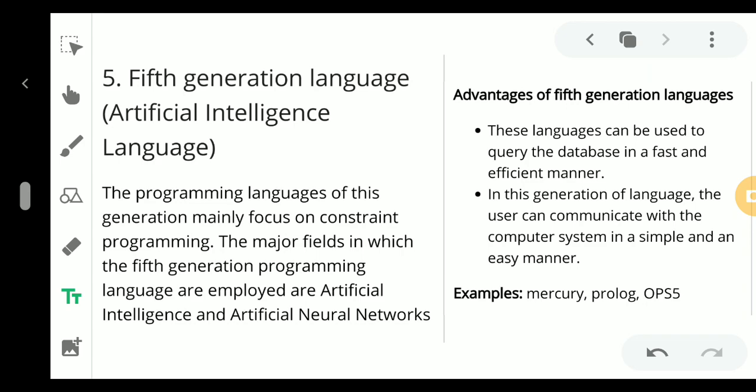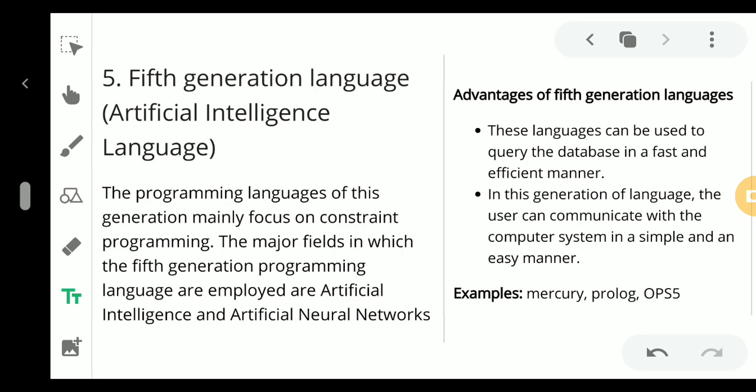Now coming to the fifth generation languages, that is artificial languages. The programming languages of this generation mainly focus on constraint programming. Okay, the major fields in which fifth generation programming languages are employed are artificial intelligence and artificial neural networks. So this depends upon Prolog or programming in logic, a language used to solve complex logical problems. The programmer uses a set of facts and a set of rules to express the problem. Next, a query is made to get the required answer based on these facts and rules.